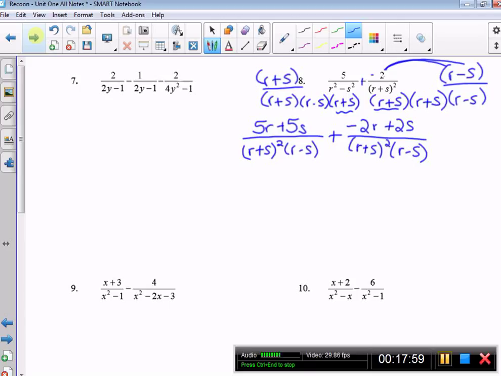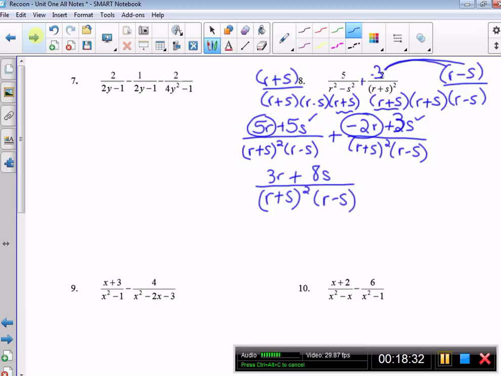So now just combine your like terms. The r's become 3r. And the s's become 8s. Yours is a 3 here, sorry. So this is 3s. So this becomes 8s, and that's all over r plus s quantity squared times r minus s. You could factor, so this would be 3r here as well.